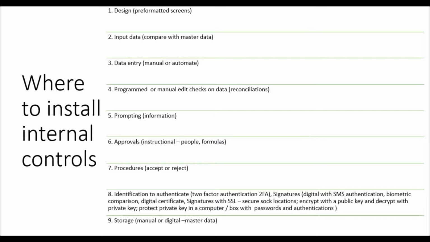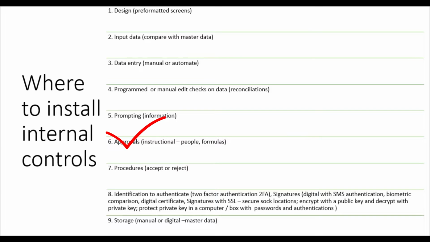In data entry, the enterprise can decide whether it's a manual entry or automated entry, and can conduct programmed or manual edit checks on data such as reconciliation. There could be prompting of information when data entry, edits, and rejecting is conducted.